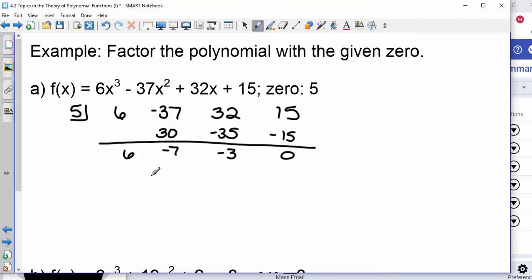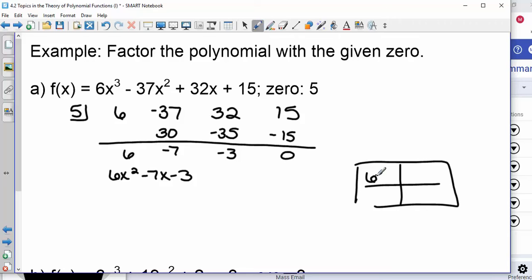Okay. If I wrote my quotient, remember this is my remainder, my constant, x and x squared. We have 6x squared minus 7x minus 3. But this is a quadratic. Don't we know how to solve quadratics? Quadratic formula. Let's try box method first and see if it works. If not, do the quadratic formula.